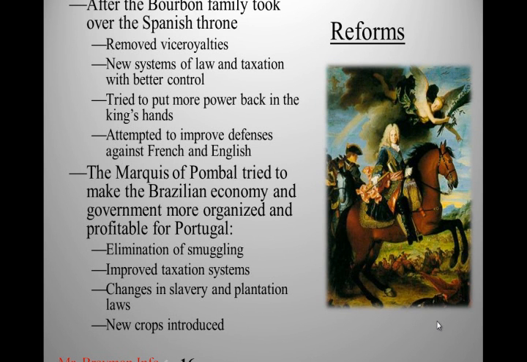That the Marquis of Pombal tried to make the Brazilian economy and government much more organized and profitable for Portugal. Right? So he tried to eliminate smuggling, improve taxation systems, change slavery and plantation laws, and introduce new crops. So at the end of this period, we're seeing a Latin America that's once again becoming very stable and organized, and even starting to break away from Europe.